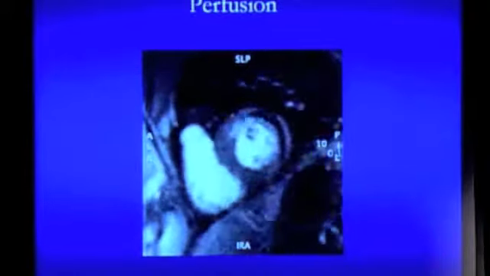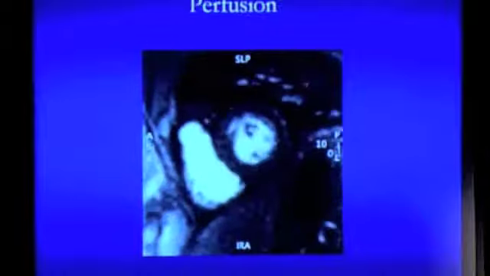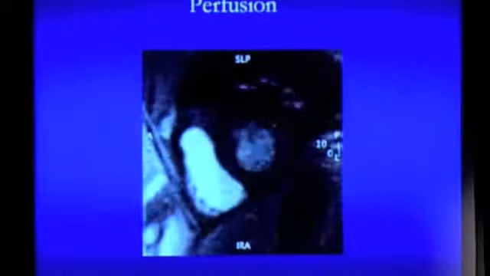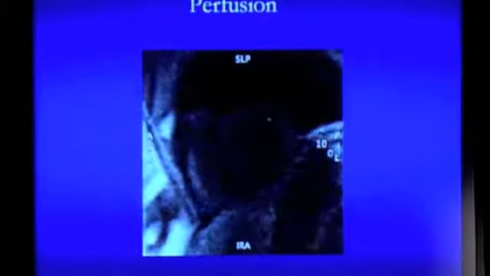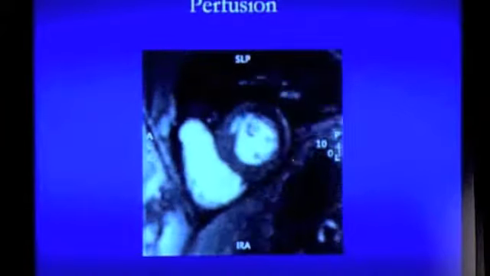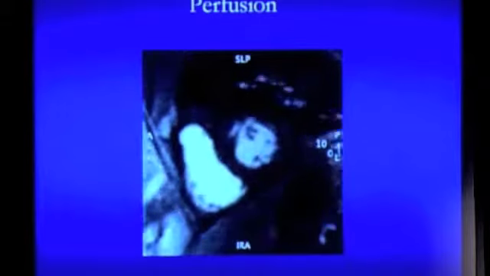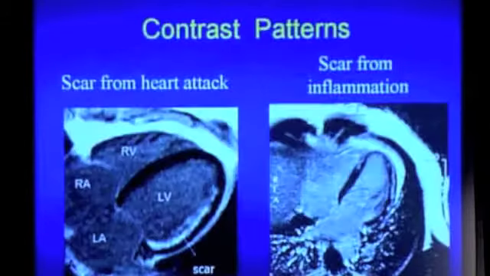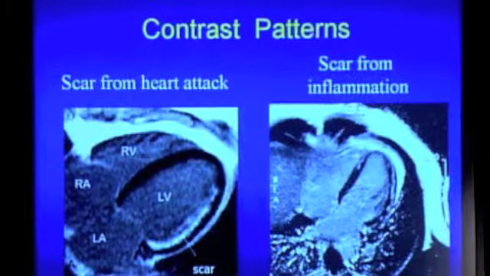And in this heart, which again is not a Kawasaki patient, you see there's a region here which stays dark compared to the other regions. So this is a region that's not getting enough blood flow. And so again, this is something we can visualize directly. We can also take pictures after we give the contrast, and then we can look at different patterns.